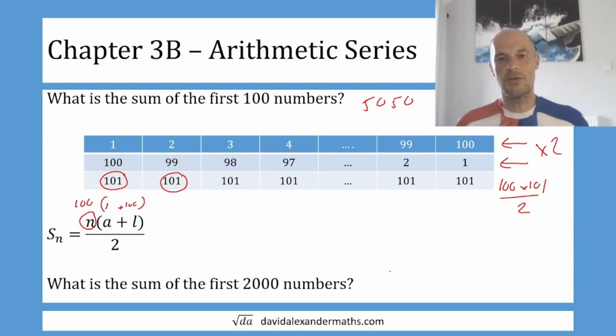So the sum of the first 2,000 numbers would be 2,000 multiplied by 2001 over 2, and that would be the same as 2,000 divided by 2 is 1,000, so 2001 times 1,000, so 2 million and 1,000.